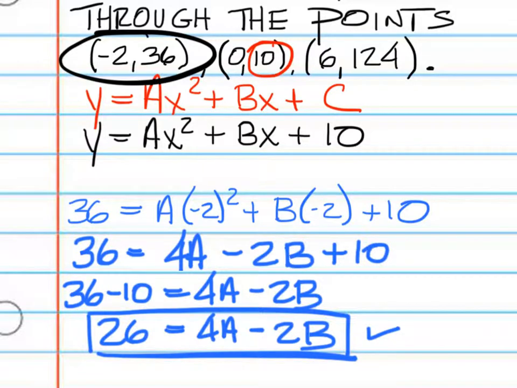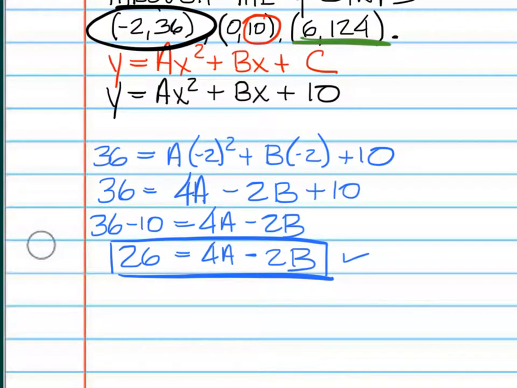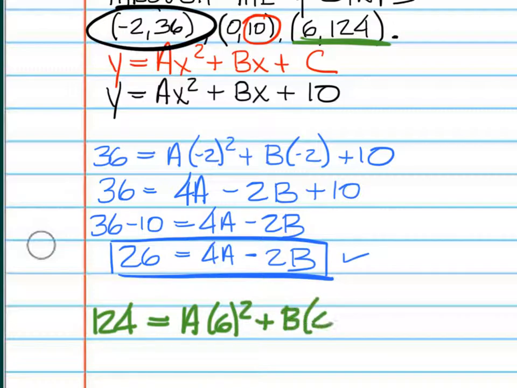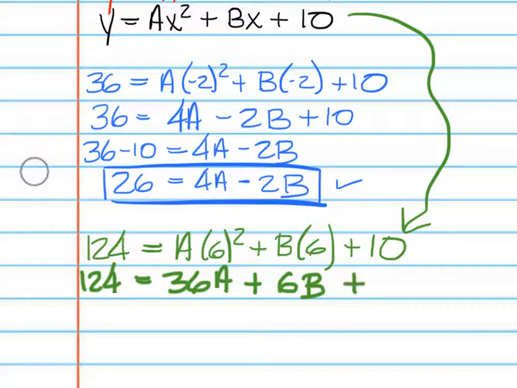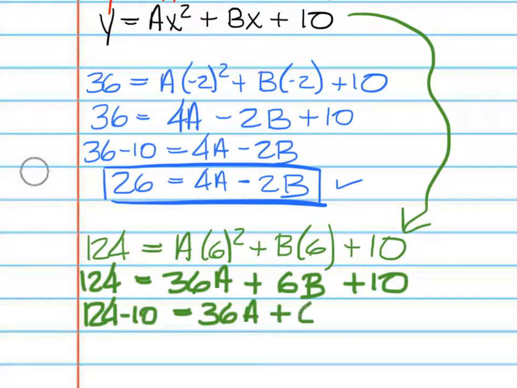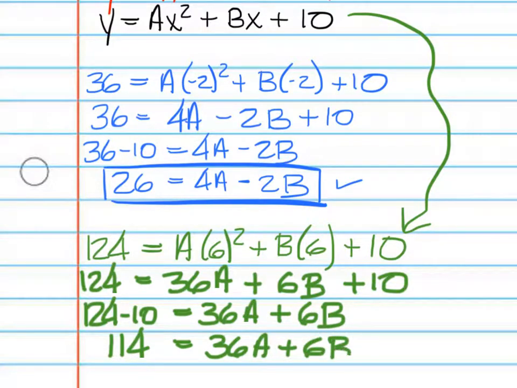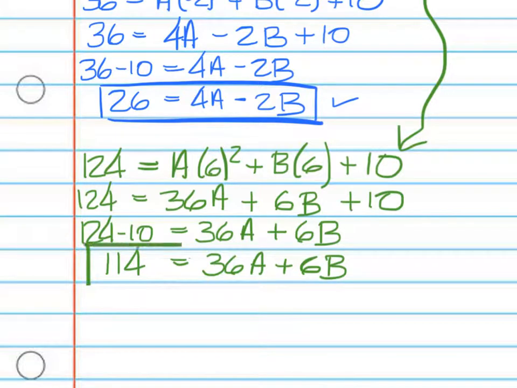And we'll do that one in green. If you put in a 6, you get back a 124. That's why 124 goes in place of y. And we have 6 going in for x. Don't forget the 10 that goes in there. Simplify this. We have a 6 squared, that's a 36. So 36a, and then plus 6b, plus 10. Move the 10 over with the 124, change the sign, and simplify. That gives us a 114. And we have this that we can use.